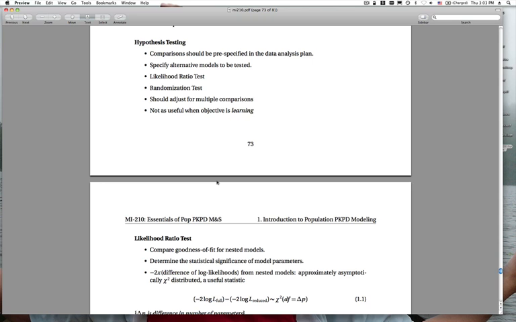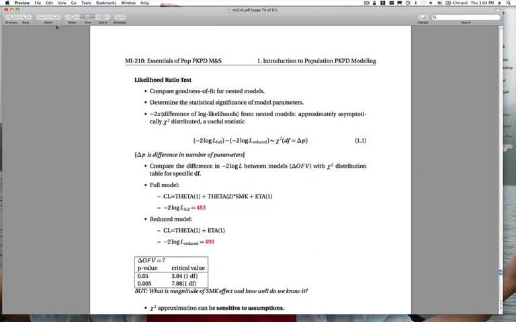You have to be concerned about things like multiple comparisons. And there's all kinds of caveats with applying hypothesis testing. And it's certainly not as useful when the objective is just simply a learning objective. But if you want to do it, here's what the likelihood ratio test is.